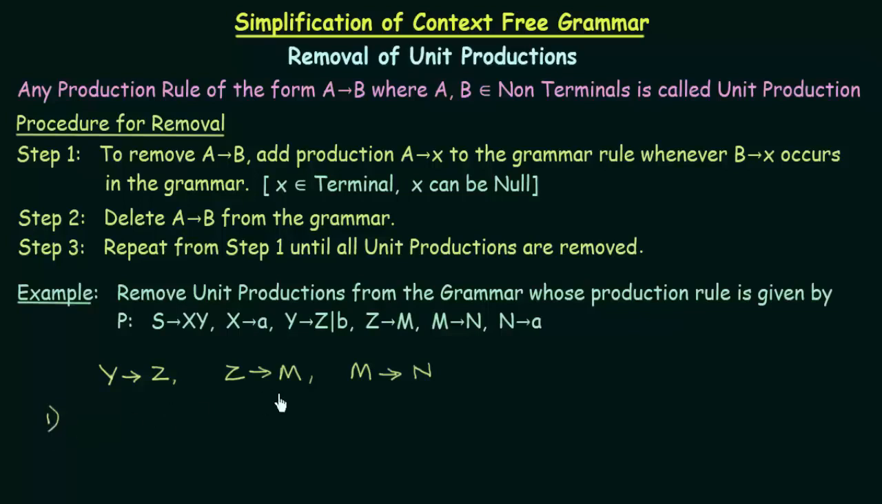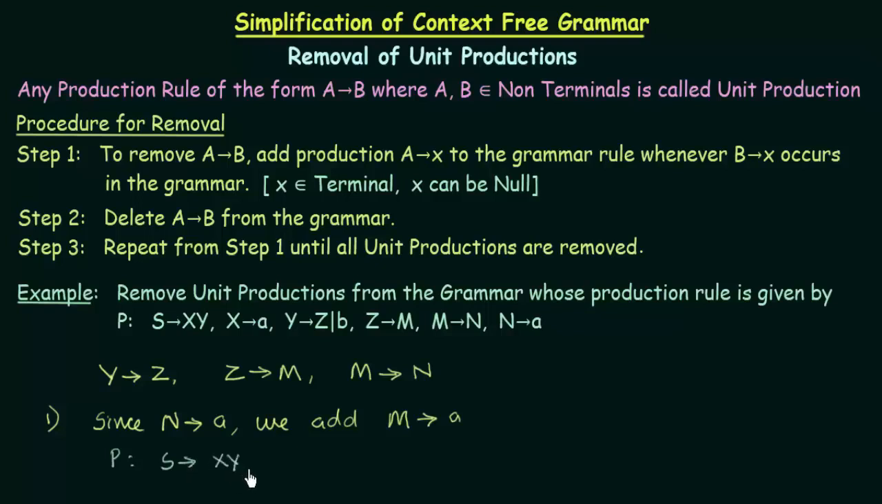I'll start from M gives N. In order to remove this, I have to do step number 1, which says add a production A gives X to the grammar rule whenever B gives X occurs. How can I do this here? Here I have M and N, and we see that N is giving A. So since N gives A, I can write M also gives A because M is giving N. We add M gives A to my grammar. After I add this, how will my new production rule look like? My new production rule will look like this.